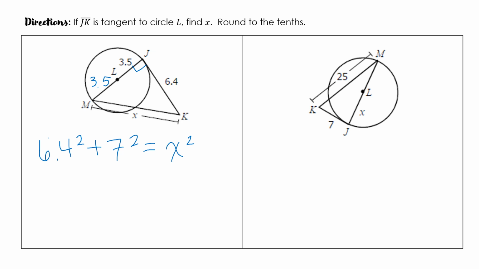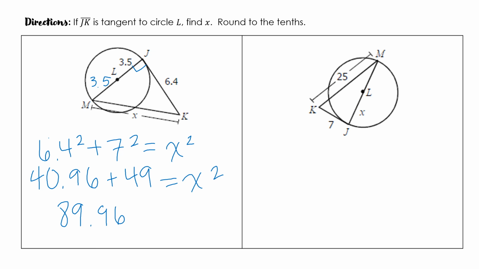So I'm going to do 6.4 squared, which is equivalent to 40.96. I'm not going to round at this point. I'm just going to leave it as a decimal. 7 squared is 49 equals x squared. When we add 40.96 and 49, that's going to give us 89.96 equals x squared. Now we'll take the square root, and again, we're going to round to the nearest tenth, which would be 9.5 units. 4 bumps up to a 5 because it's followed by an 8, so 9.5.